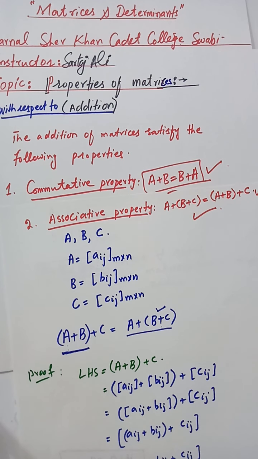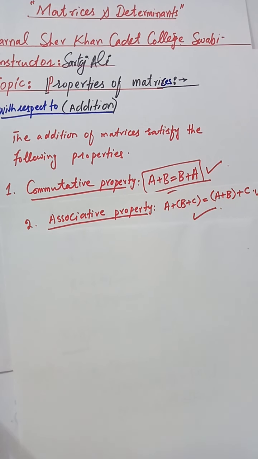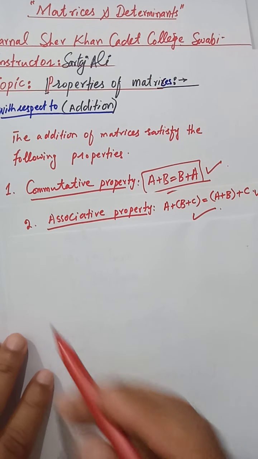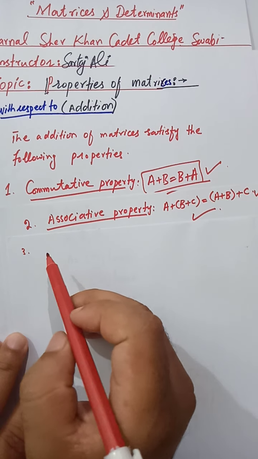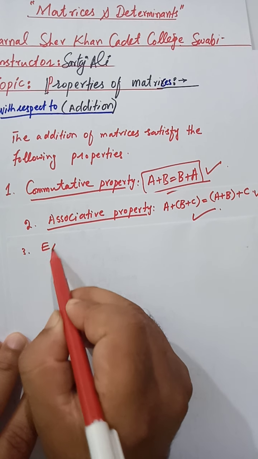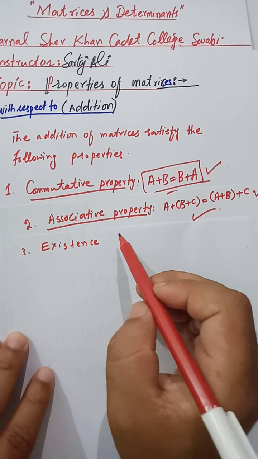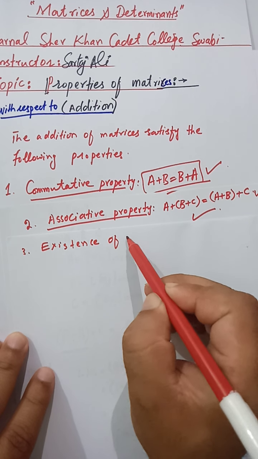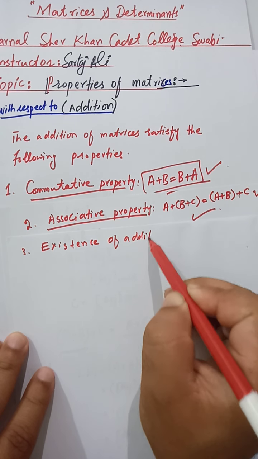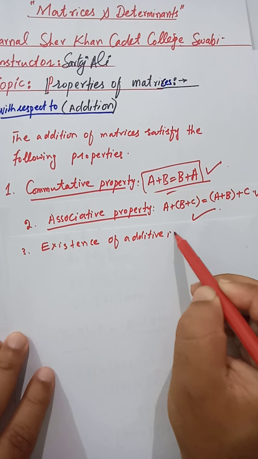Now moving towards the third property. The third property is the existence of additive identity. So for the case of matrices, the additive identity will be the null set or zero set. Existence of additive identity.